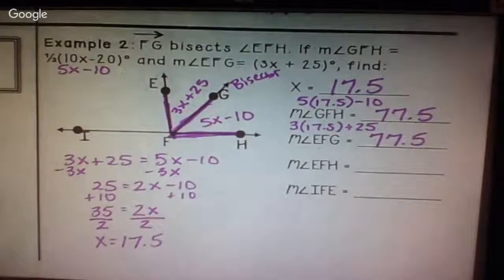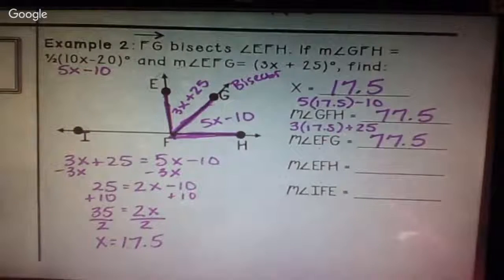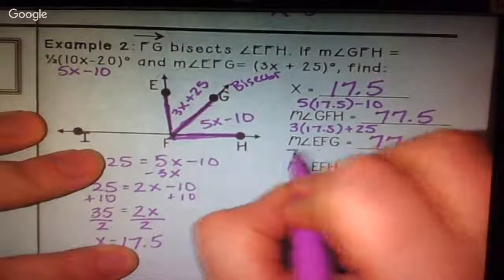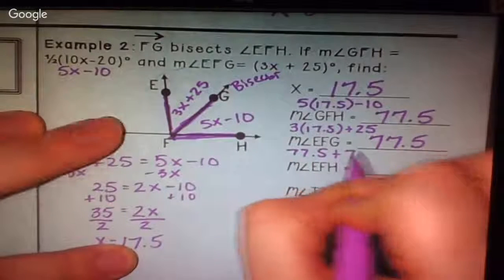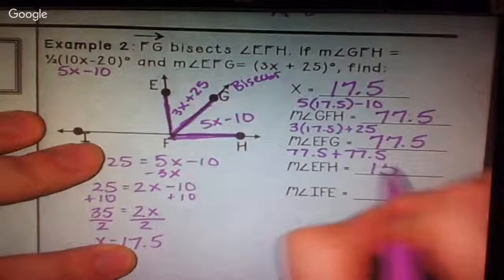Now they want to know EFH. That's both of them put together. EFH is the big angle right here. So that's both of them put together. So 77.5 plus 77.5. 155.